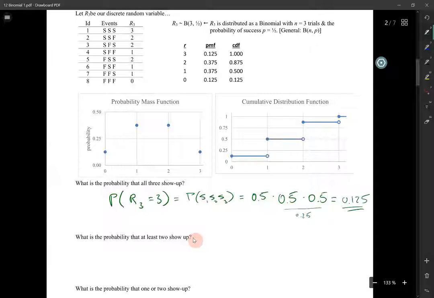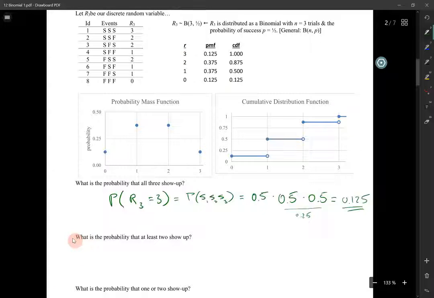So now we want to know, what is the probability that at least two show up? We know that for sure, 100%, either zero will show up, none of them will show up, one of them will show up, two, or all three could show up. And so between the 0, 1, 2, 3, that's it. That's the sample space.